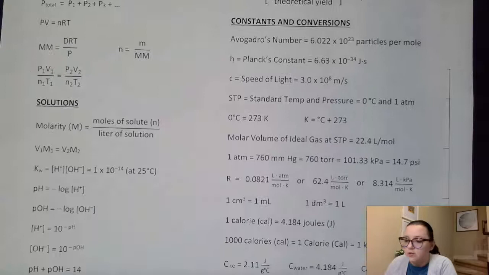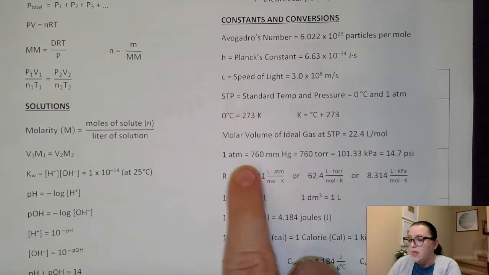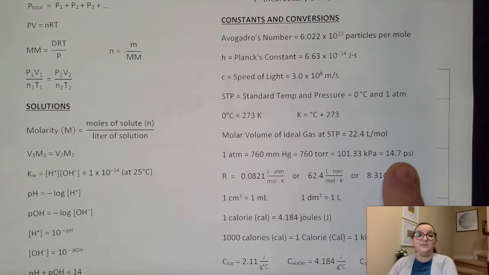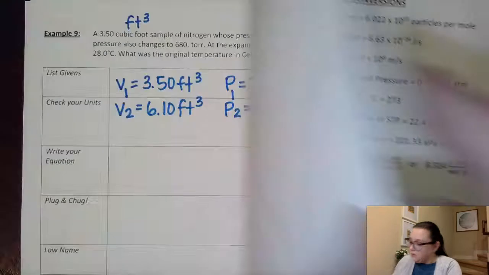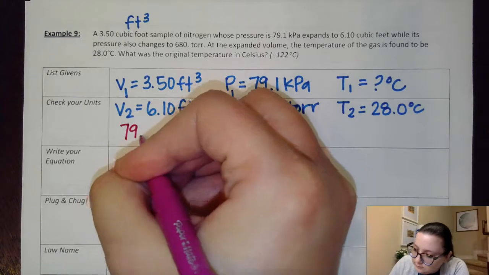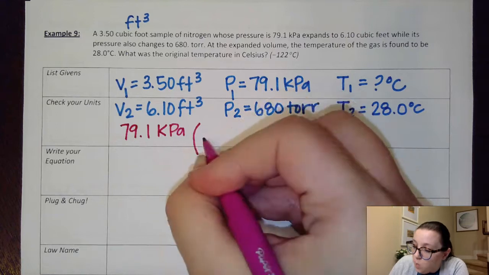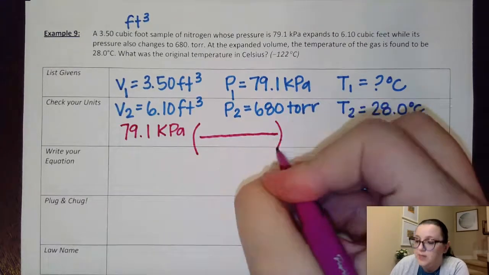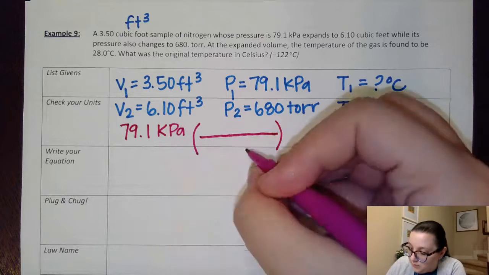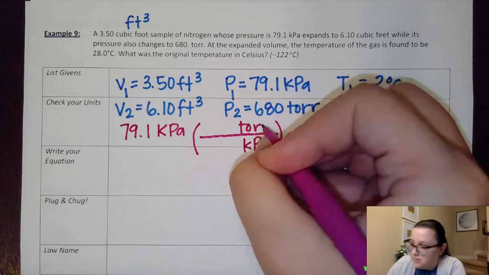As a reminder, under constants and conversions, you have some pressure equalities here that can help you set up a one-step dimensional analysis in order to convert your pressure. So again, this is only going to take one step to convert your pressure. So again, I'm going to convert the 79.1 kPa, and as I said, this is just going to take one step to make this conversion. If kPa is on top, then I want to put kPa on the bottom, and I'm going to take this into torr to make them match up.